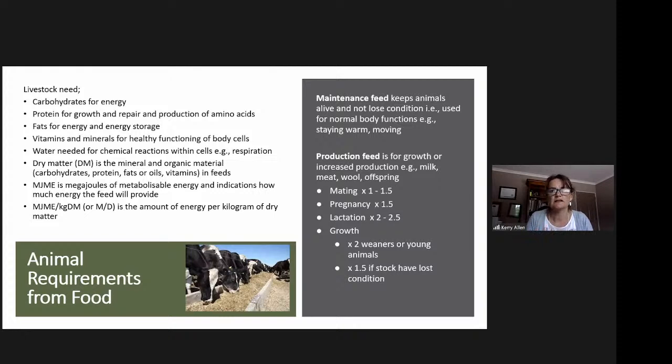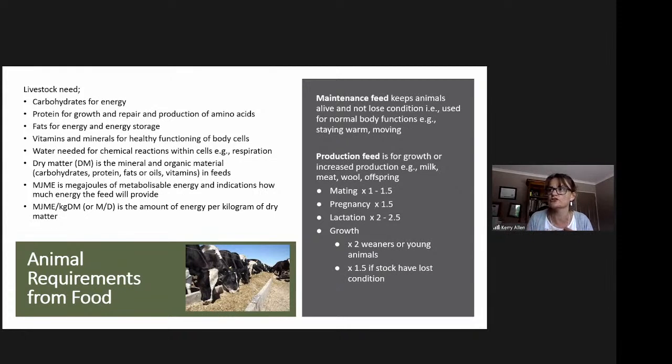And then lastly is MJME/kg of dry matter. So your megajoules of metabolic energy over kgs of dry matter. And so you're putting those two things together so you can work out the amount of energy per kilogram of dry matter. This is particularly good for when you're costing it, because it all costs money. So you're trying to feed your animals in the most efficient and most cost-effective manner with quality feed.